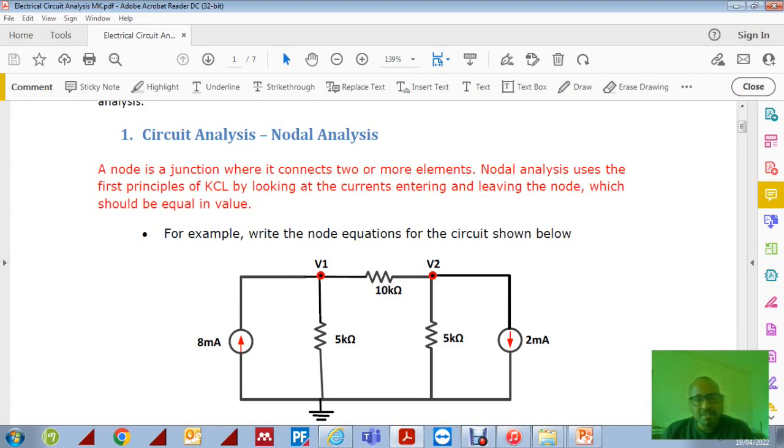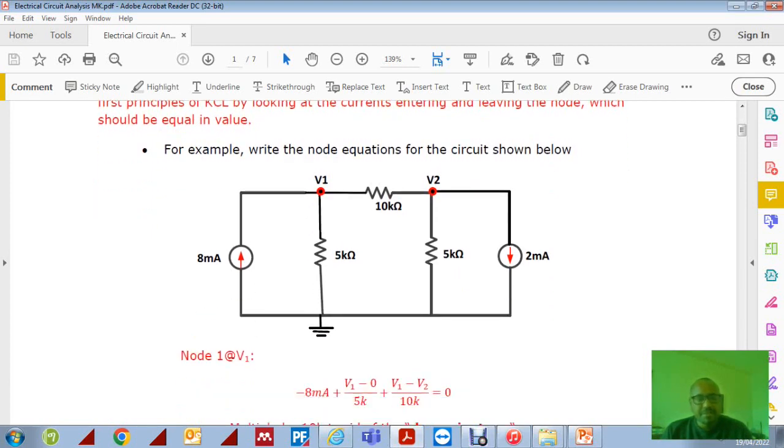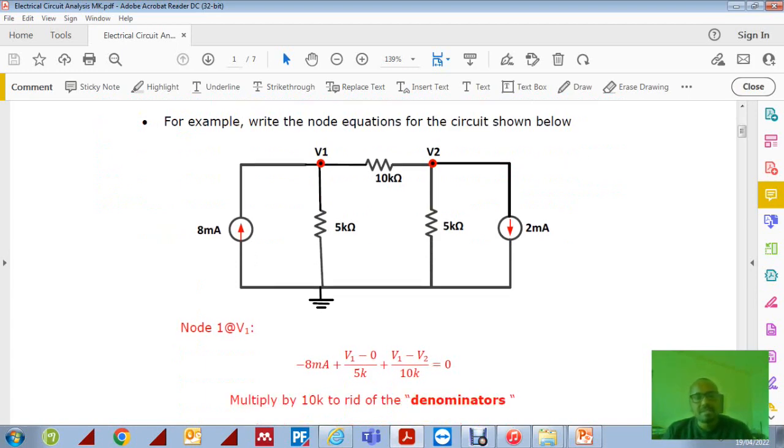What it means is it is looking at what is entering the node and compares it with the current leaving the node. The summation of these two should be equal, or should be 0 when we add them, right? So, for example, let's write the node equation for the circuit shown below. So let's write an equation for the node analysis.